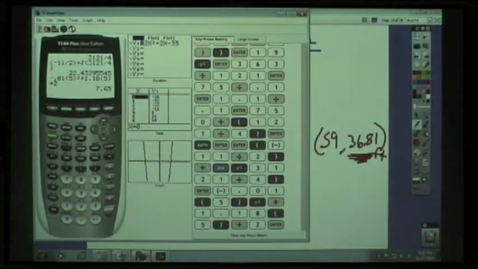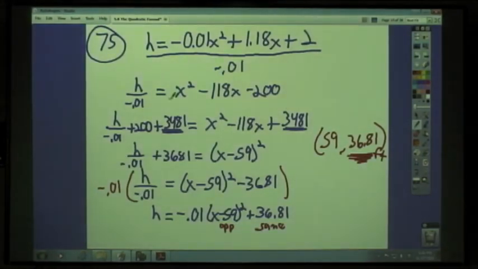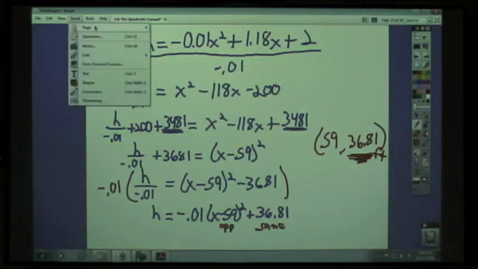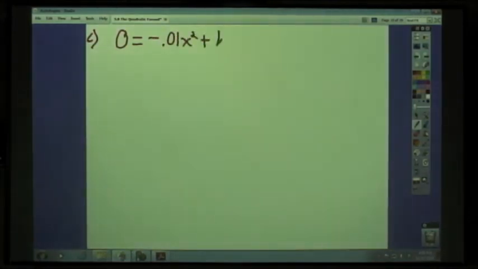Part C says, suppose the ball was not blocked but continued on its path. How far down the field would the ball go before it hit the ground? So what you would have to figure out here is 0 for your height, and you would go through this process of completing the square with 0 in for your height. So, let's take a look at that. This is part C. You take 0 and plug it in for your height. You'll have negative 0.01x squared plus 1.18x plus 2. You solve this using the techniques that we've done before.